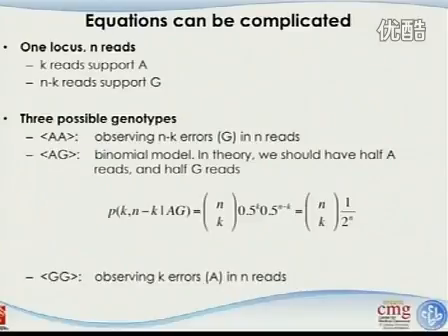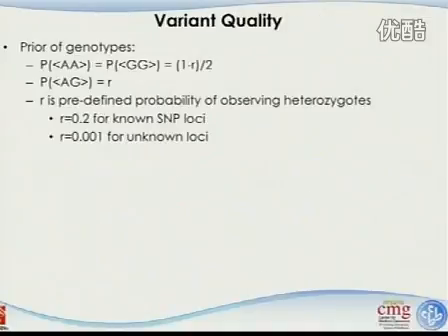And if it's GG, the probability is shown here. It's observing k errors, because we observe k reads supporting A in n reads. Okay? So for all the three possible genotypes, we can calculate a probability.